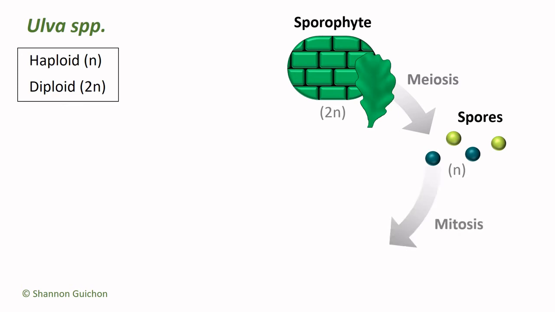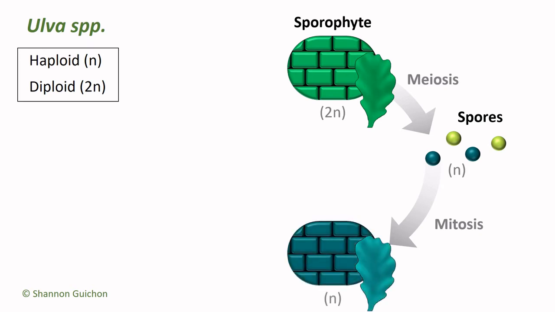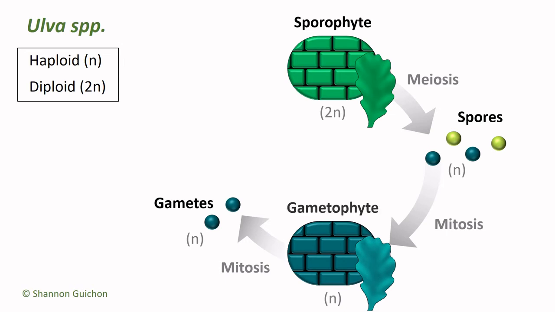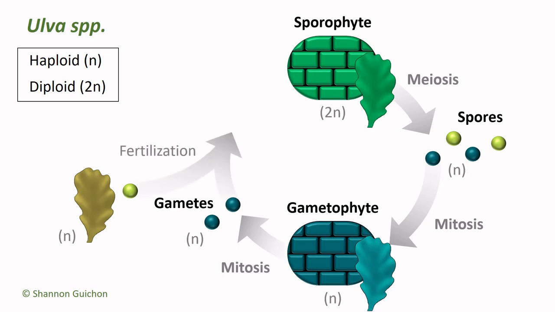As mentioned, the spores will undergo mitosis, giving rise to a multicellular individual that is haploid. This is the individual that will produce gametes through the process of mitosis. We call this particular plant the gametophyte. That is, the plant that produces the gametes. If another haploid individual produces compatible gametes, then the gametes can fuse through the process of fertilization, creating a diploid zygote. This zygote will then undergo mitosis to grow into a new sporophyte.